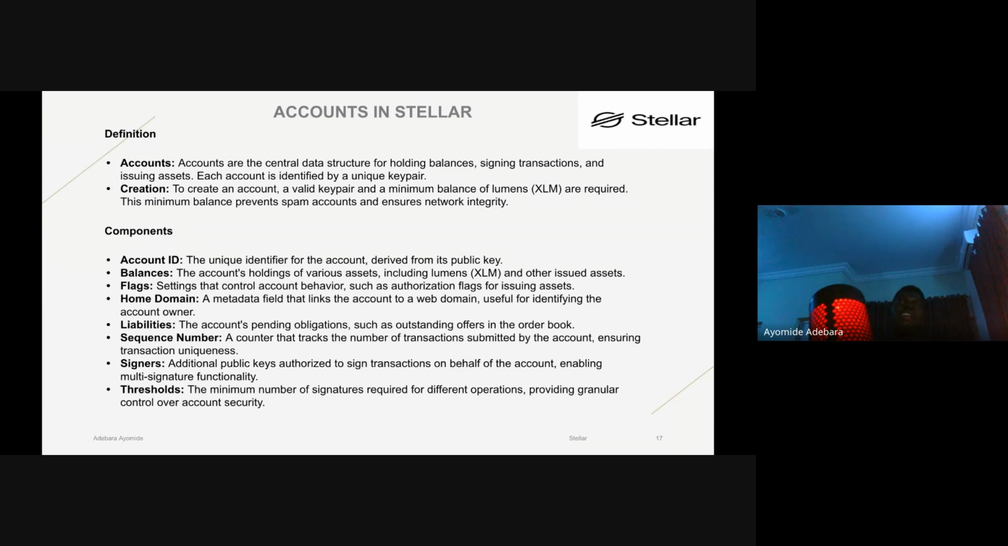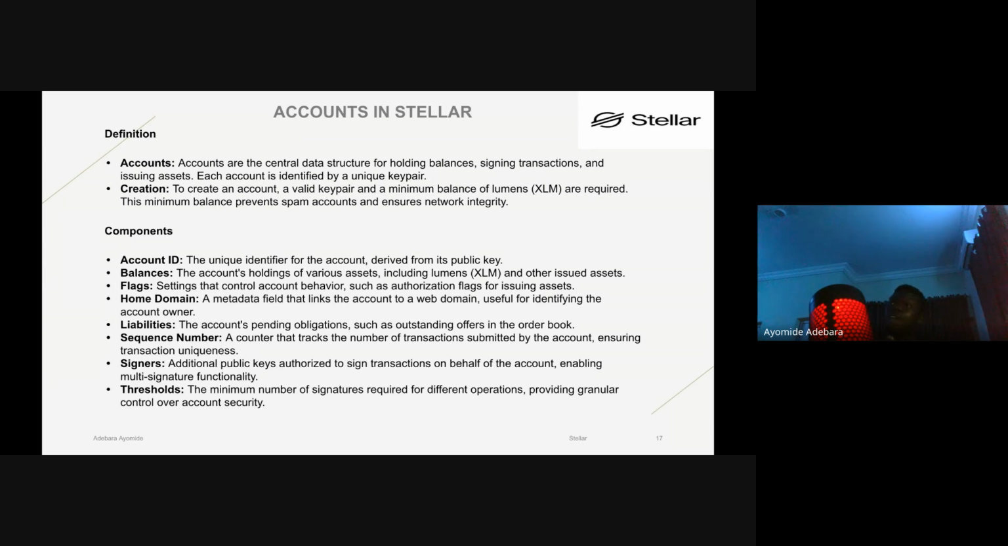Sequence number: it's a counter that tracks the number of transactions submitted by the account, ensuring transaction uniqueness. When we talk about this, we are talking about nonce.